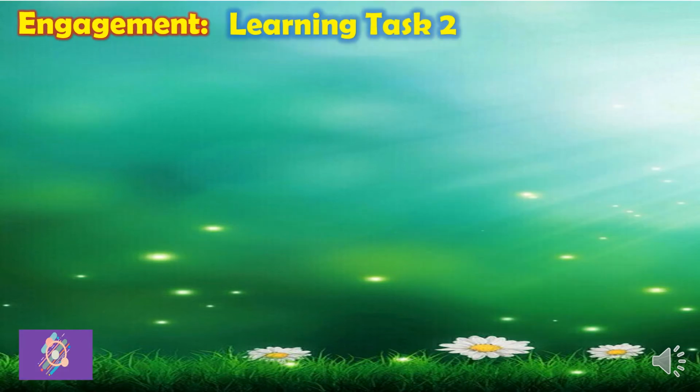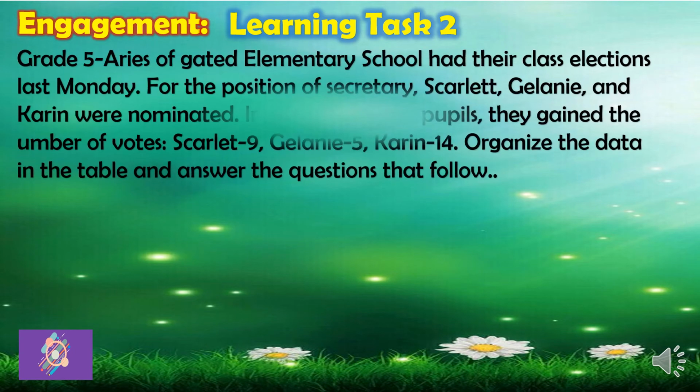For the engagement learning task 2, okay, here is the problem. Grade 5 Aris of Gatid Elementary School had their class elections last Monday for the position of secretary. Scarlett, Jelani, and Karin were nominated. In their class of 30 pupils, they gained the number of votes. Scarlett got 9, Jelani got 5, Karin got 14. Organize the data in the table and answer the questions that follow.